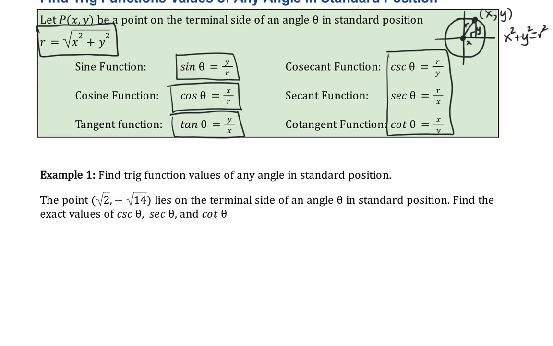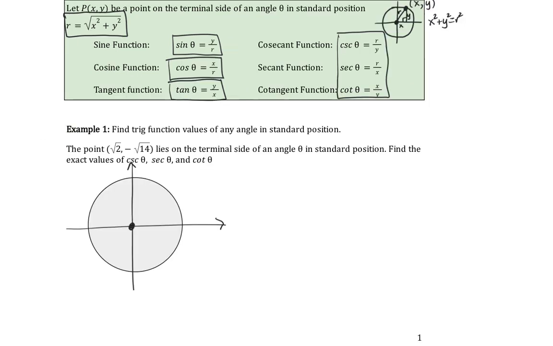In example 1, we have the point with x value positive square root of 2, and the y value is negative square root of 14. It lies on the terminal side of an angle in standard position. Okay, in standard position, I'm going to just estimate our point. We have a positive x and a negative y, so we're in quadrant 4. Our point is at square root of 2 for x and negative square root of 14 for y. So I can draw my right triangle.